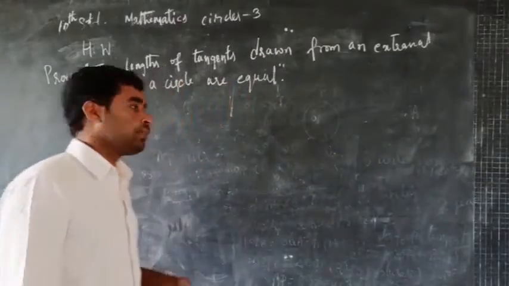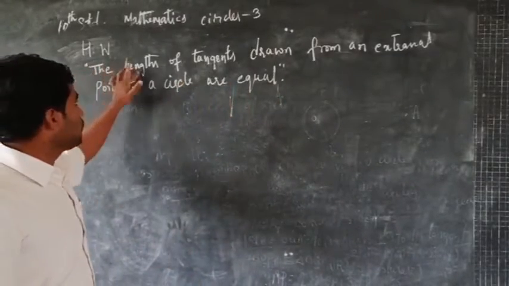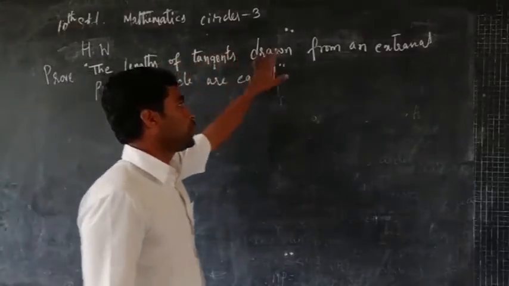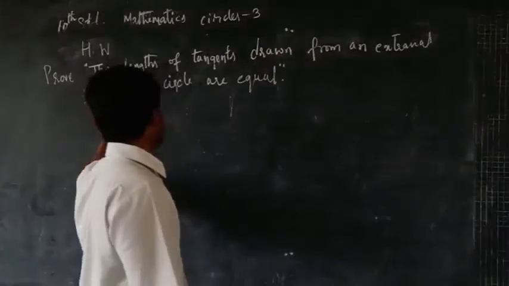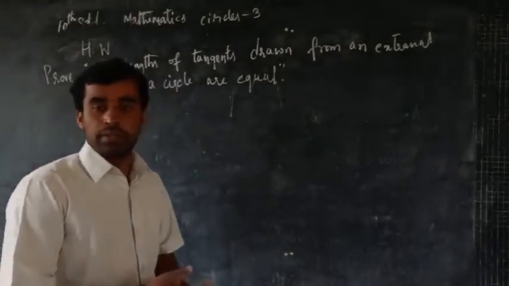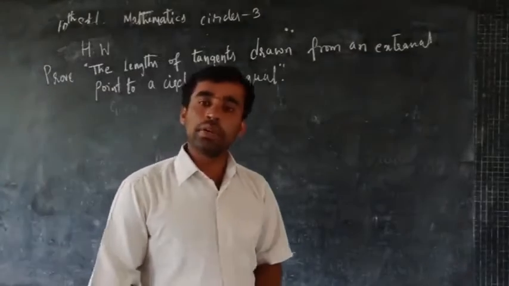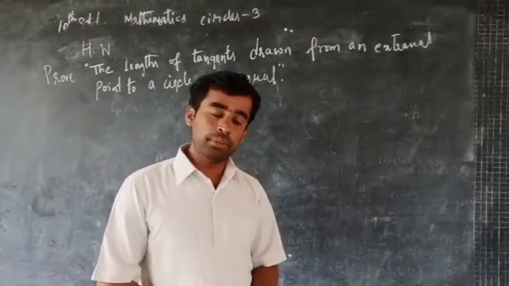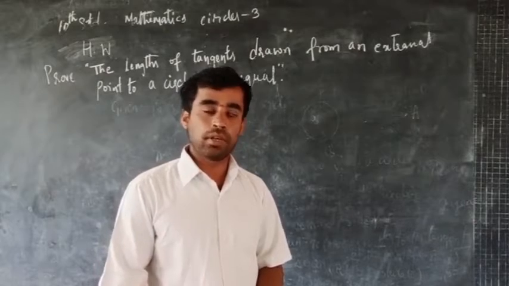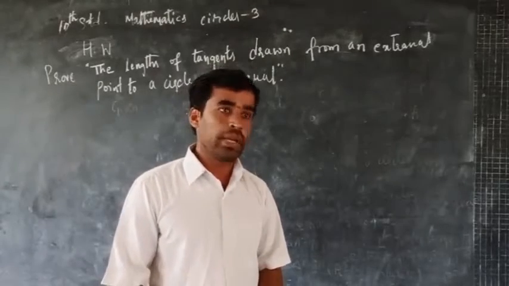Today's homework is prove the lengths of tangent drawn from an external point to a circle are equal. This is the theorem that will be practiced, and it's very important for 3 marks, and it's a compulsory question. So take down this one.